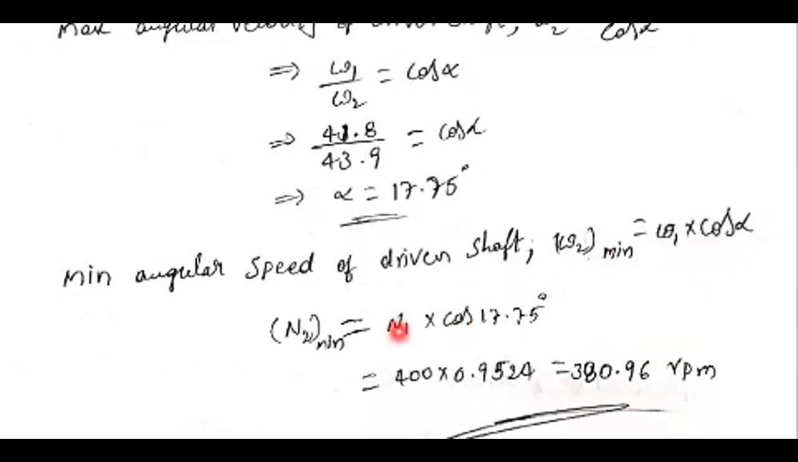Similarly, N2 minimum equals N1 cos alpha. N1 is already there, 400, and alpha is 17.75 degrees. Just substituting that and making the calculation, we arrive at the value 380.96 rpm. That is our minimum speed of the driven shaft.